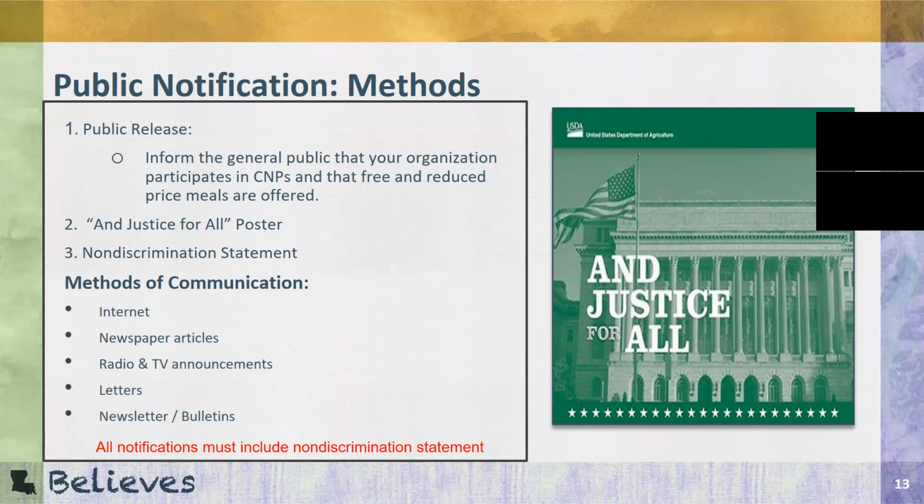CNPs must take specific actions to inform the public of their program rights and responsibilities and the steps necessary for participation in the program. You must also display the And Justice for All poster. CNPs must display the And Justice for All poster in the correct size in a prominent location where it is visible to all participants in the program. The poster provides the USDA address and phone numbers that the public can use to file a complaint if they think their civil rights have been violated.